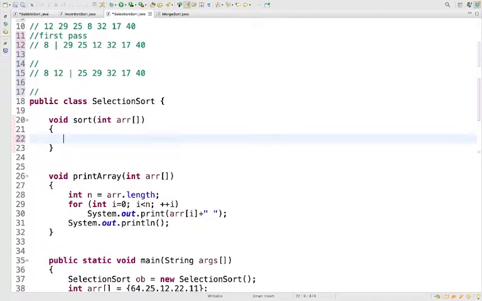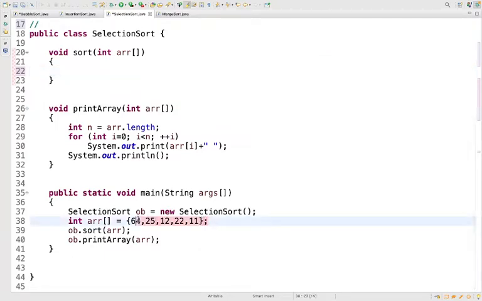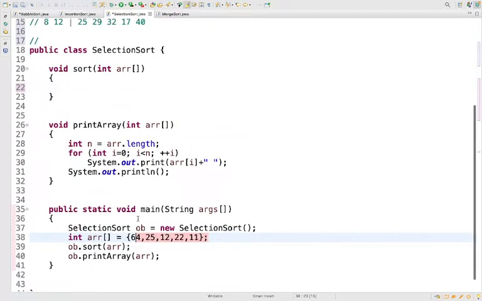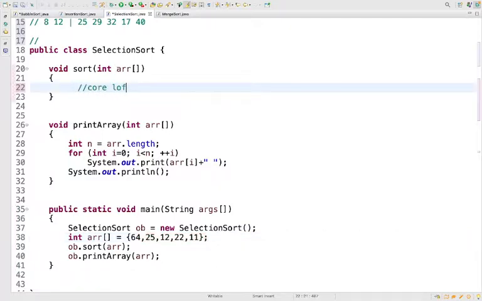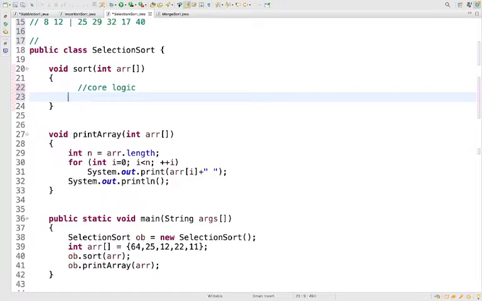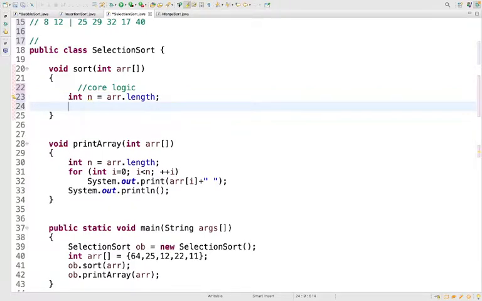Okay. So here, from the main function, we'll pass some array value and then pass it as a value in the sort function, where we'll write the core logic. First we have to identify the length of the array. For an array in Java, if you directly write arr.length, you will get the size of the array. Once you find the size, you get an idea of the length and then you can start analyzing the particular array.